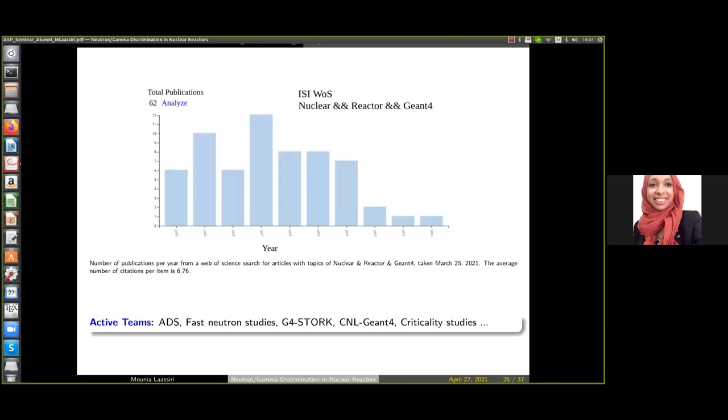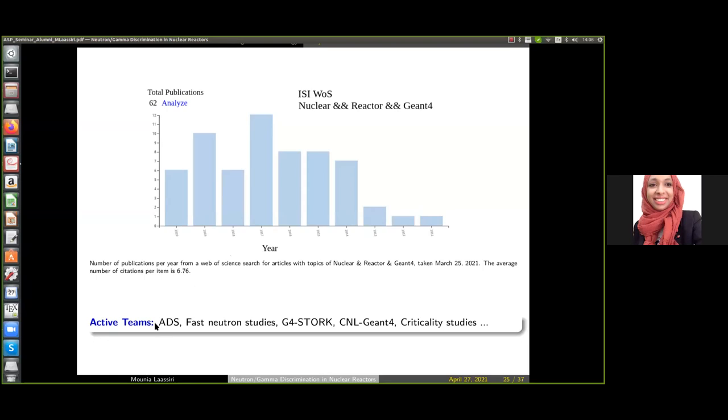This figure shows the papers published involving nuclear reactors and Geant4 over the last decade. As you can see, the growth is slight, as is the average citation rate of each article, only 0.76 citations per item. The figure shows a peak in 2017 and a decline from 2017 to 2020, with a slight increase in 2019.